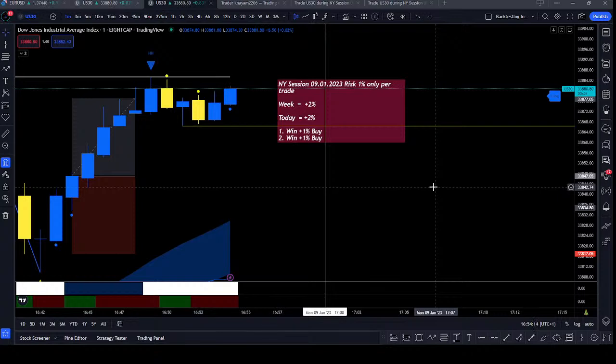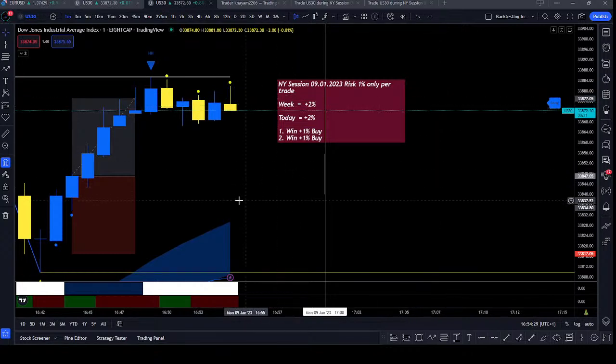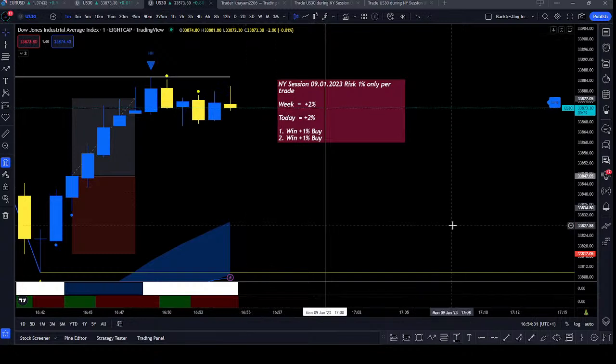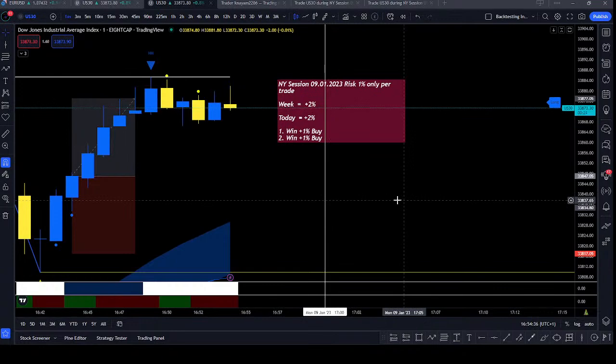So another entry is forming up, but we don't have a confirmation yet, neither on the master confirmation nor on the volume gates. So a few minutes left, guys, and I'll be shutting down the stream as soon as we hit 17 o'clock because I'm not willing to trade after that. That is when I conclude my trading session for the day.